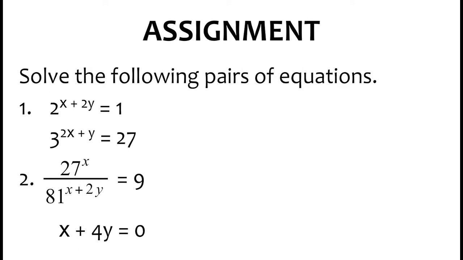Number 2. 27 to the power of x divided by 81 to the power of x plus 2y equals 9, and x plus 4y equals 0.